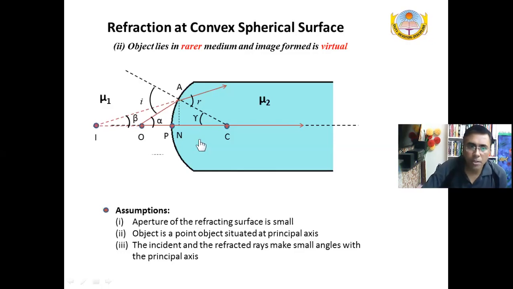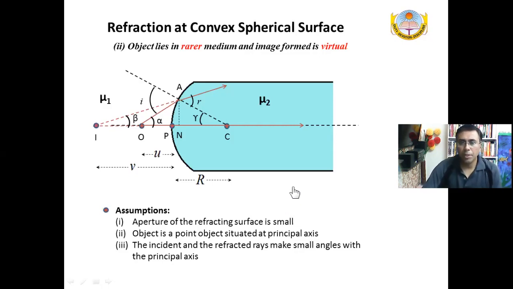And if you mark the distances, obviously this distance will be u, that is, the object distance from the pole of the spherical surface. This distance would be v, that is, the image distance from the pole, and this distance would be R, that is the radius of curvature. PC would be R. Okay, now let's begin with the mathematical part.